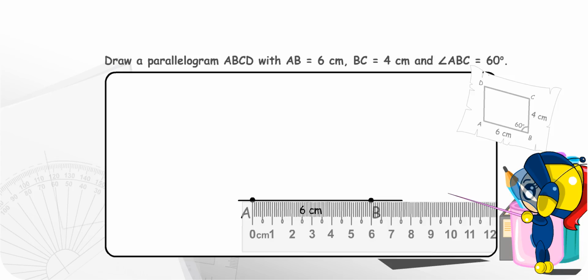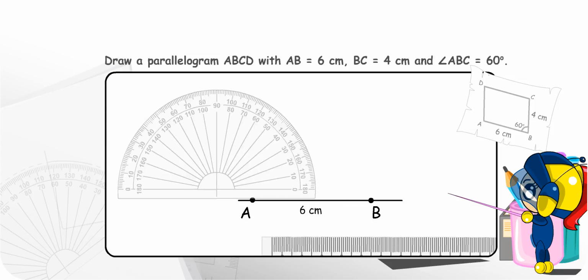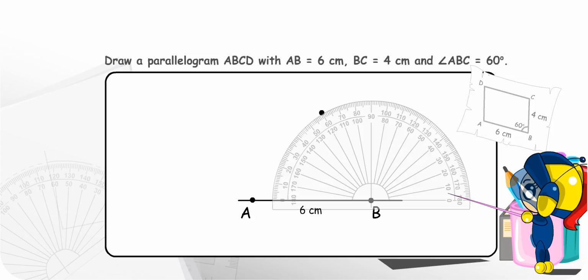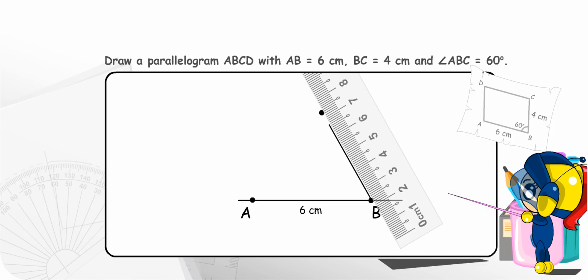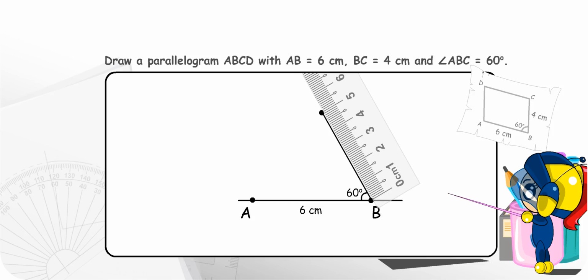Step 2. Place the protractor at point B and mark off 60 degrees as shown. Join the mark to point B to form a line. Step 3. Measure and mark point C on the line such that CB equals 4 centimeters.